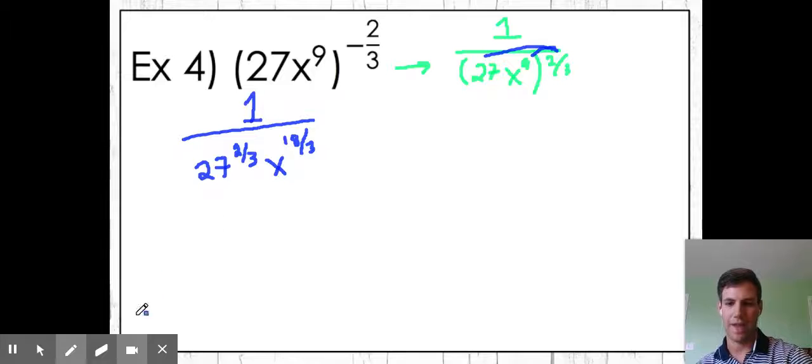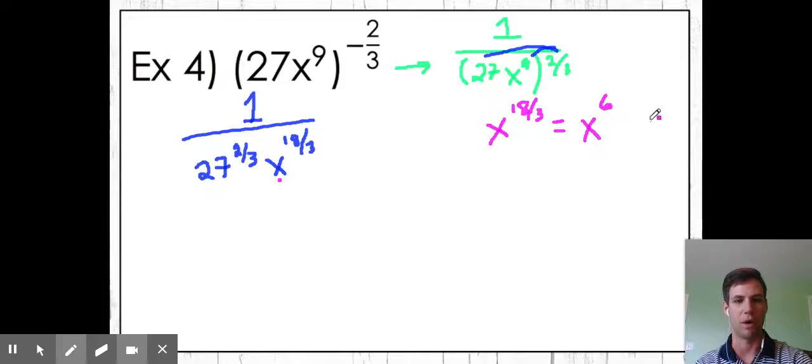So let's look at the x part. If I wanted to look at this x part first over by itself, I have x to the 18 thirds. 18 divided by 3 is equal to 6. So I know that x to the 6th would be the variable part of this that's going to go in this fraction when we're done.